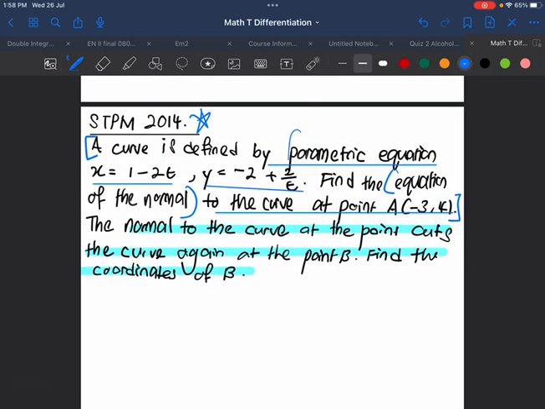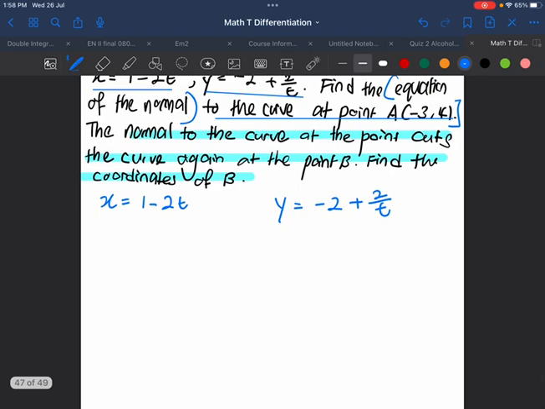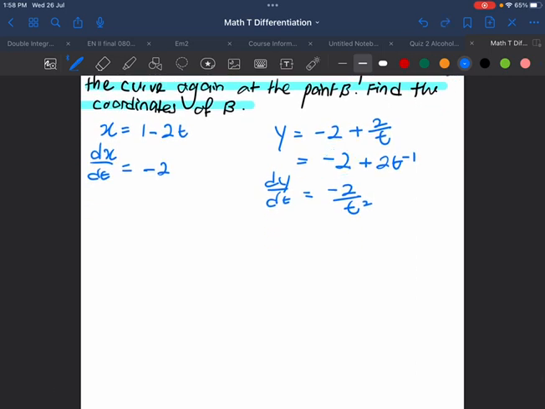Each one is defined by a parameter. We need to find the equation of the normal using the parametric equations. I already talked about this in the last video, so we just copy it back. Using the chain rule, we can find dy/dx. With dx/dt, we get negative 2. If you want to simplify, y is negative 2 plus 2t to the power of negative 1, so dy/dt will be negative 2 over t squared, because differentiating the constant gives 0.